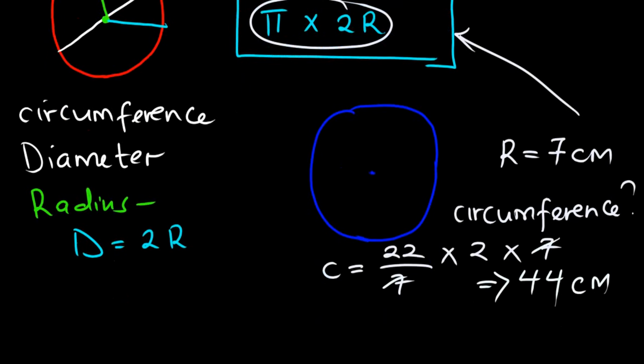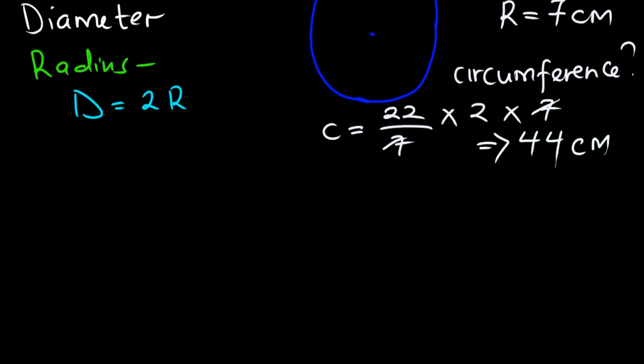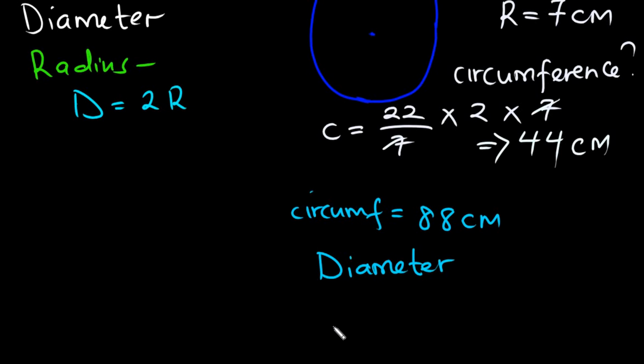Let's look at yet another example. Let's say we have a circle that has a circumference of 88 centimeters. This is the circumference, a circle with a circumference of 88 centimeters. Go ahead and try to work out the diameter of the circle and also the radius of the circle.